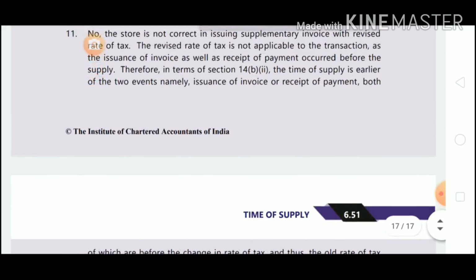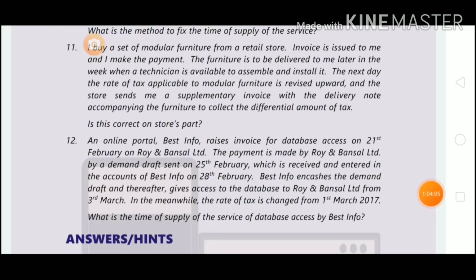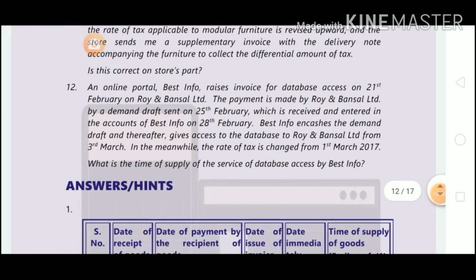Now last question. Question number 12. An online portal, Best Info, raises invoice for database access on 21st February on Roy and Bansal Limited. The payment is made by Roy and Bansal Limited by a demand draft sent on 25th February, which is received and entered in the accounts of Best Info on 20th February.